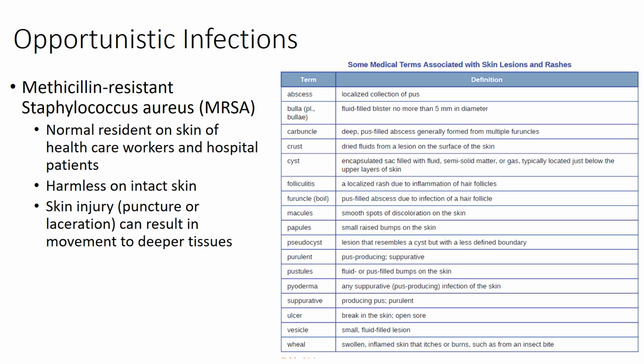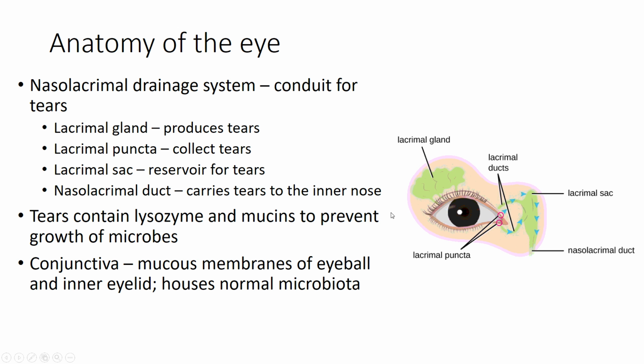All right, well, what about the eye? With the eye, you have your nasolacrimal drainage system, which is a fancy way of saying that you're constantly able to flush with liquid, removing things from your eye. You also have lysozyme and mucins that keep bacteria from growing.